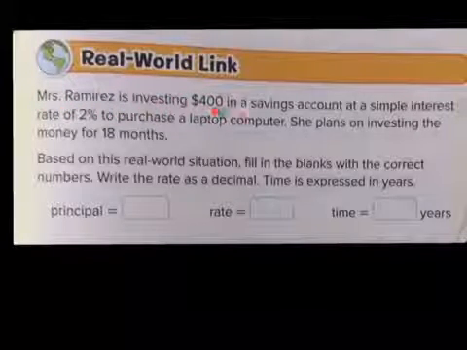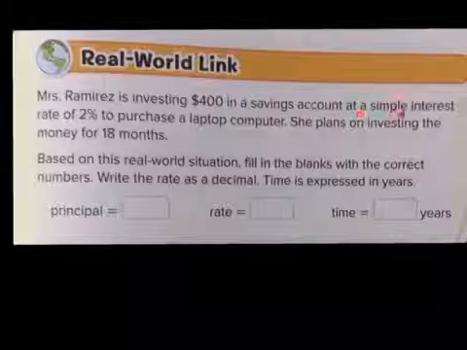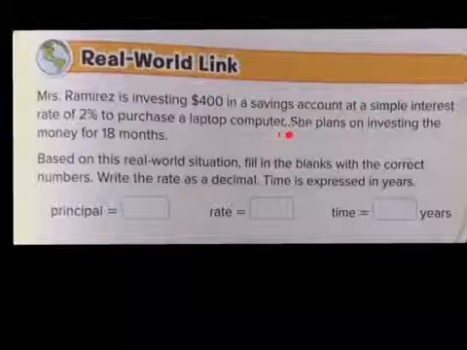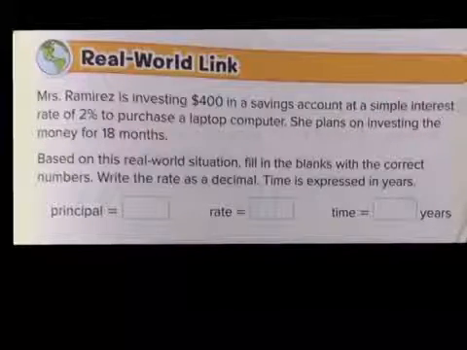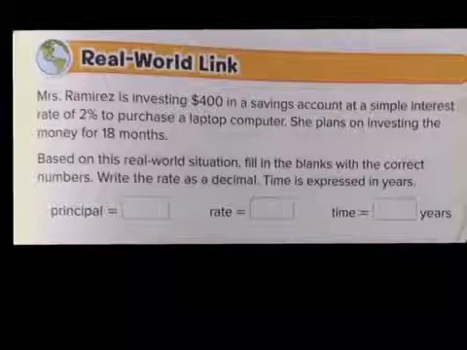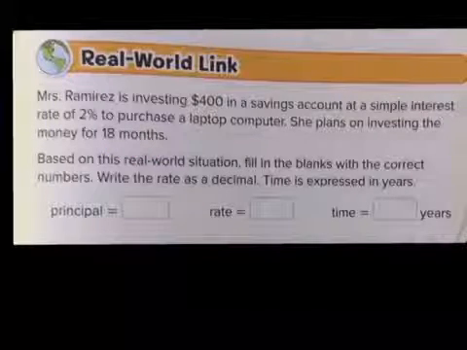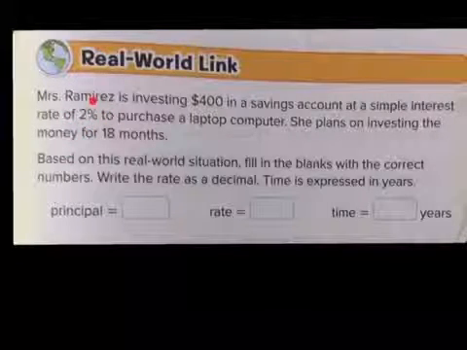Ms. Ramirez is investing $400 in a savings account at a simple interest rate of 2% to purchase a laptop computer. She plans on investing the money for 18 months. Perfect. Okay, so we have our principal of $400, our rate, our R of 2%, and our time of 18 months. Now we work with time in units of years. 18 months we figured out was 1 year and a half, so 1.5. The interest, you can never multiply a percent. You must multiply it in the form of a decimal. So this would be 0.02.